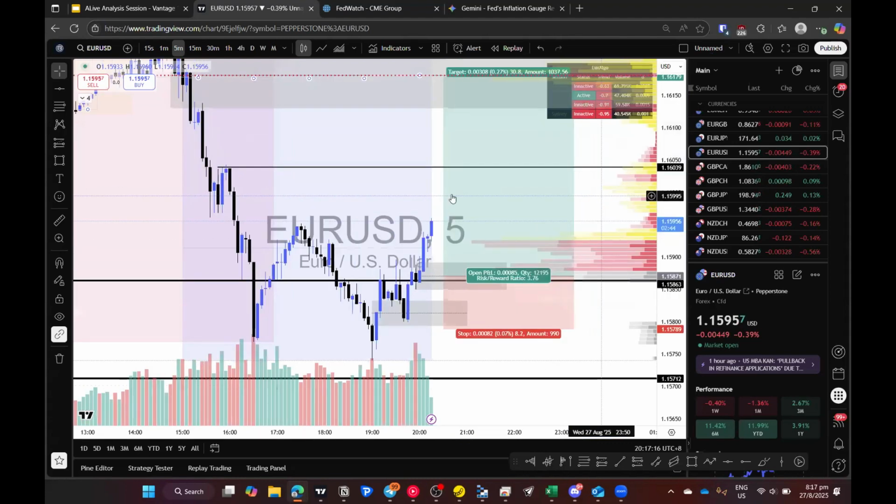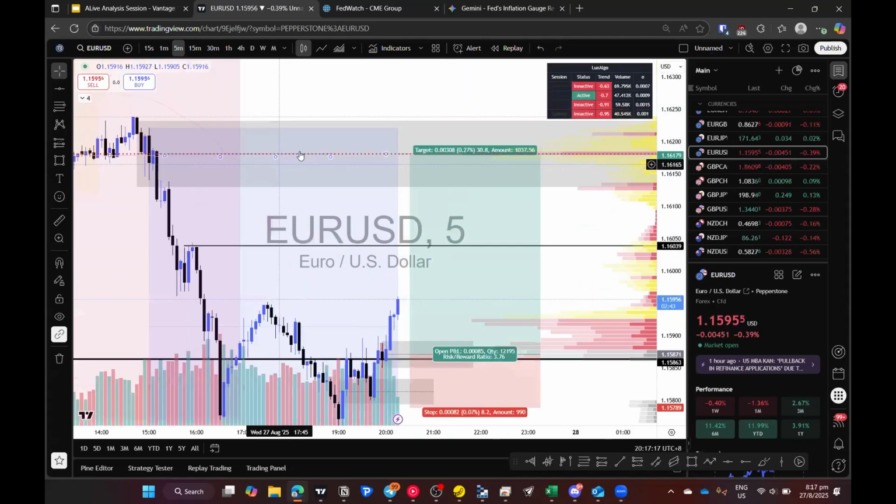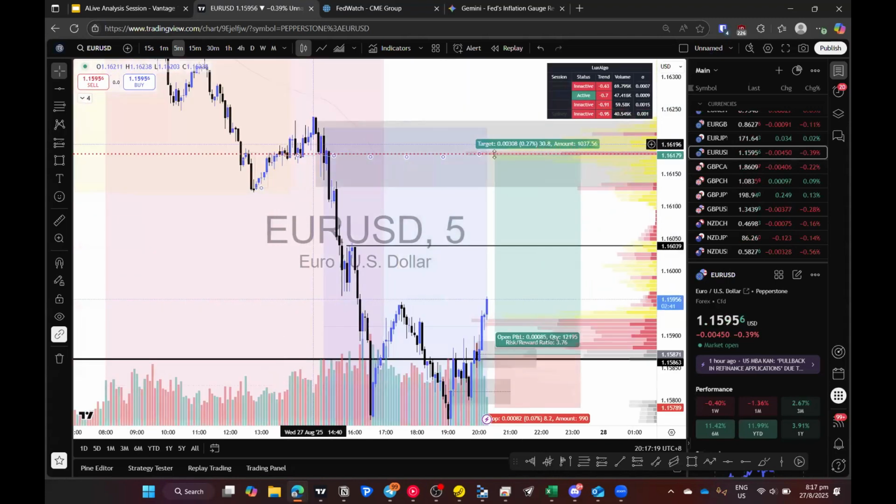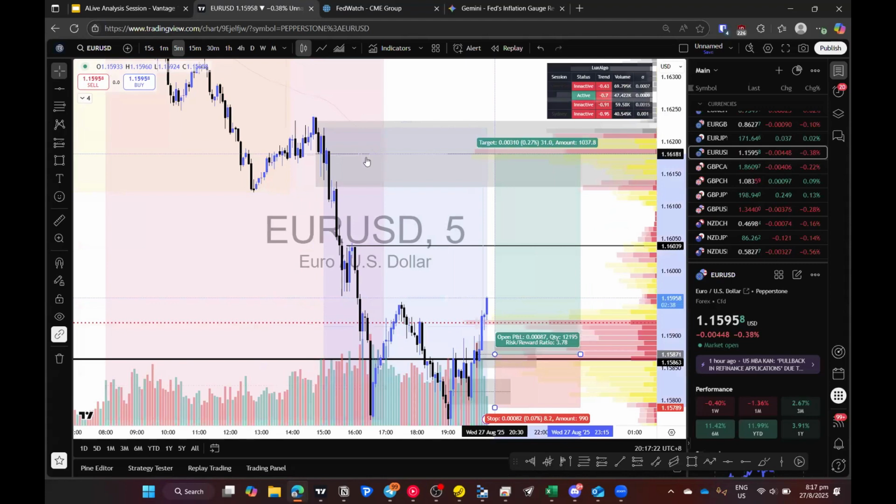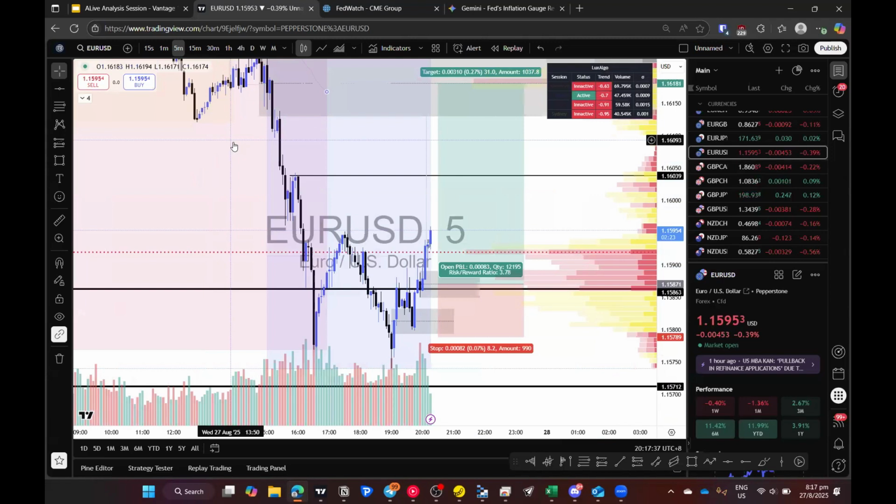Target will not change because this was where that failure happened. So we're probably going to go back up to this area. A lot of sellers here. So if you are taking profit here, you are going to be in at the level that is similar to that last batch of sellers.